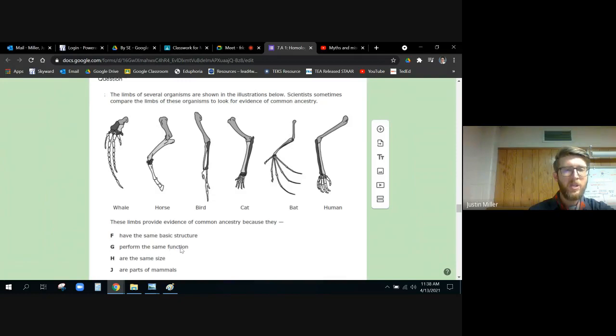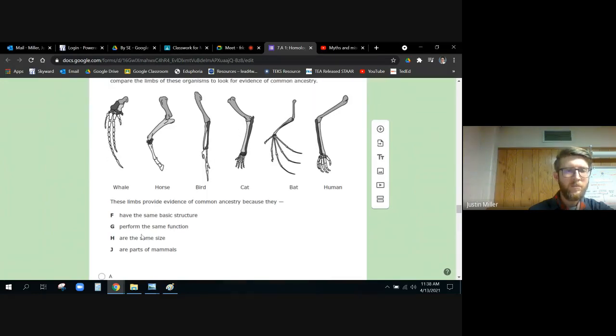Do they all perform the same function? Well, whale flippers swim, horse legs run, birds fly. They don't all perform the same function, do they? So we can get rid of G.